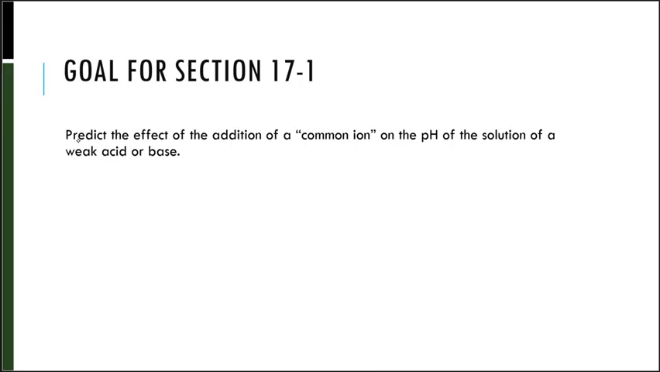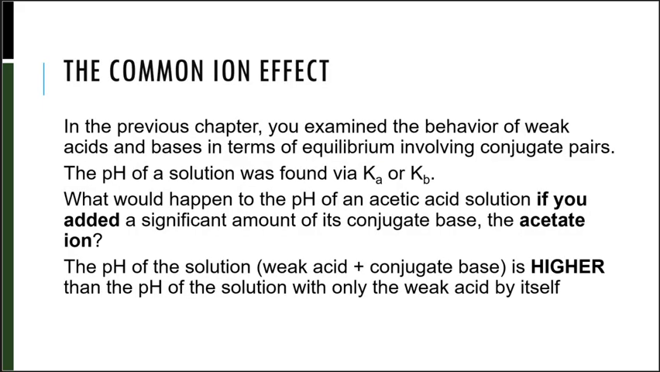We are starting the next chapter, which is looking at other aspects of aqueous equilibria. For this section, we will be able to predict the effect of the addition of a common ion on the pH of a solution of a weak acid or a weak base. We've examined the behavior of weak acids and bases in terms of equilibrium involving conjugate pairs. The pH of a solution was found via the Ka or the Kb.